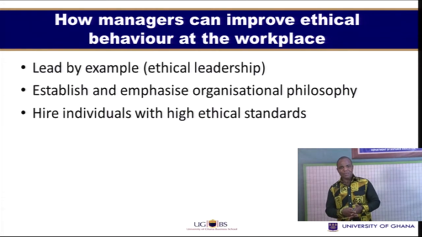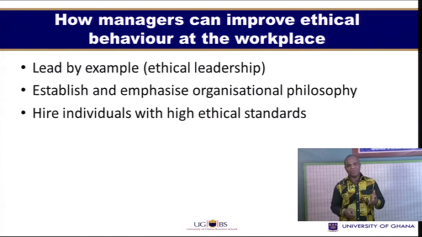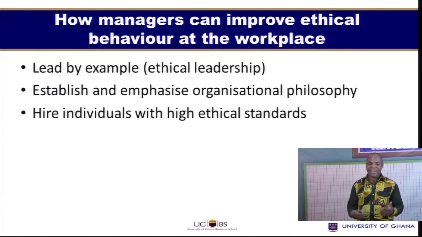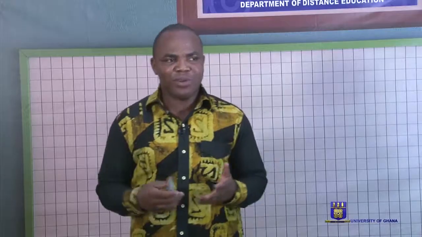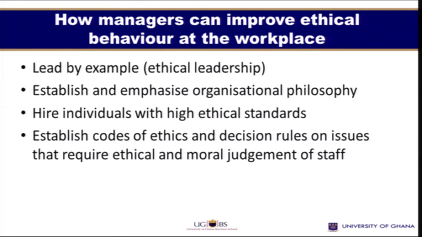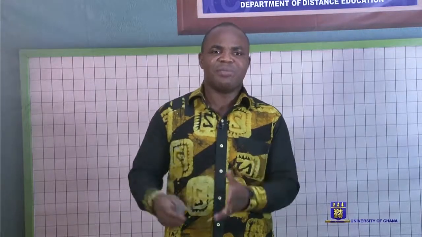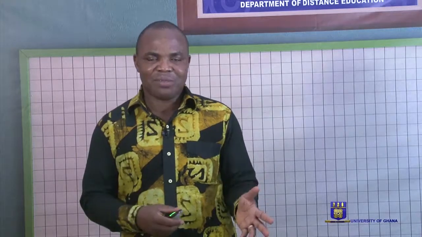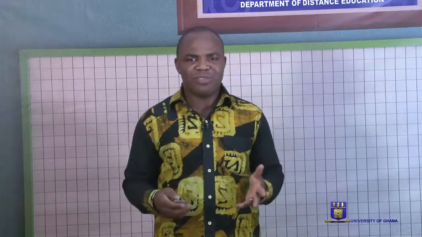Of course, as much as possible, engage individuals or employees with what? Very high ethical standards. And it is important to also establish codes of ethics and decision rules on issues that require ethical and moral judgment of staff. So if the rules are there, it saves the individuals from what? Taking too much discretion that may not be in the best interest of the organization, and for that matter, the clients or the followers. Ethical behavior could be improved at the workplace by the following means as well.